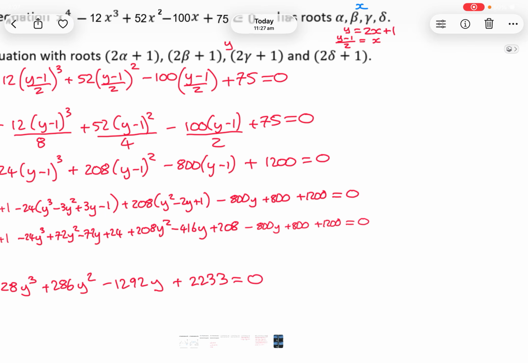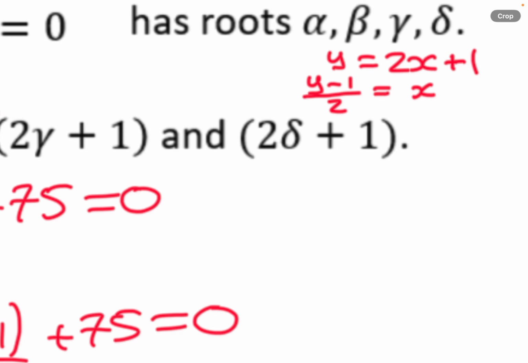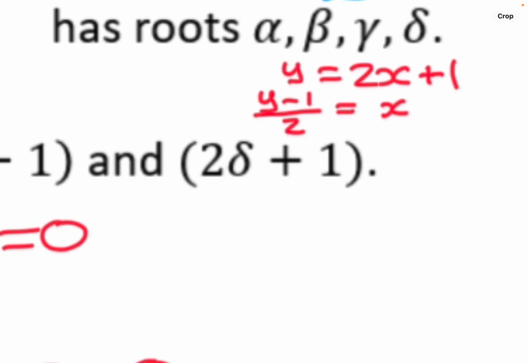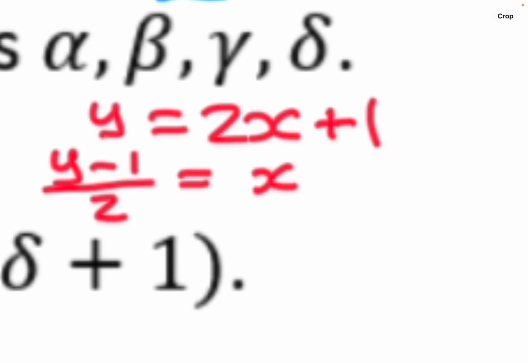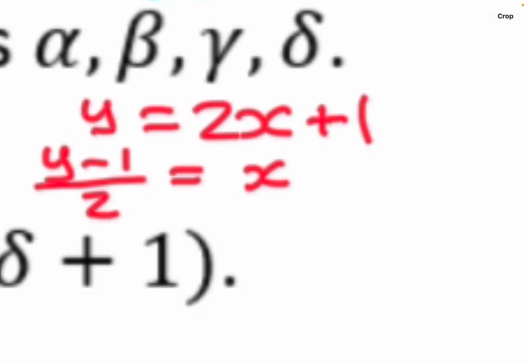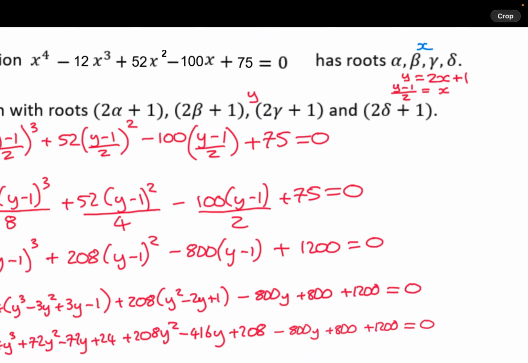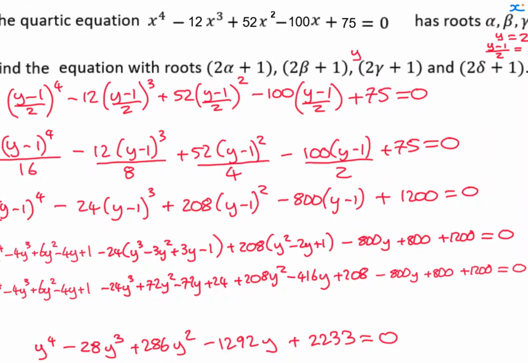So just to repeat your method here then, you're comparing the alpha, beta, gamma, delta and the transformed alpha, beta, gamma, delta, coming up with the equation that links the variables to the original variable, rearrange to make x the subject, substitute it into the equation and then expand and simplify until you get your new polynomial.